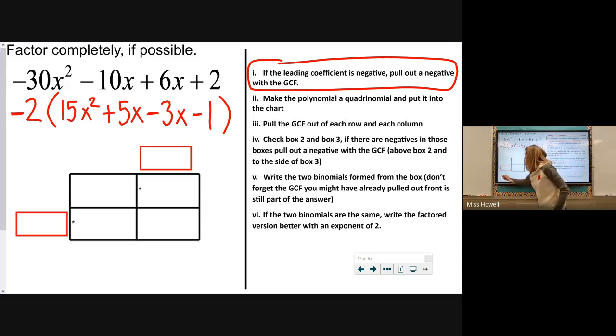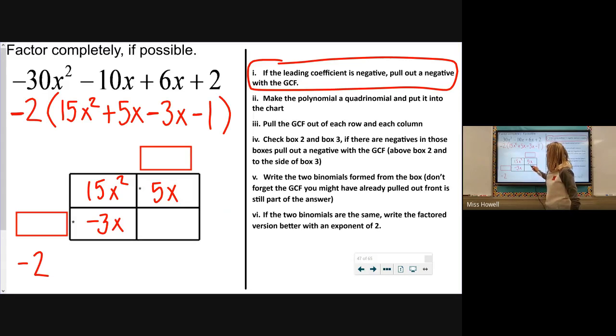All right, -2 is done. It's a factor. Bring it down. Don't forget about it. I promise people are going to leave it off of their answer, even though they had it on this step up here, so be careful. All right, we have a 15x squared, a 5x, a minus 3x, and a -1.